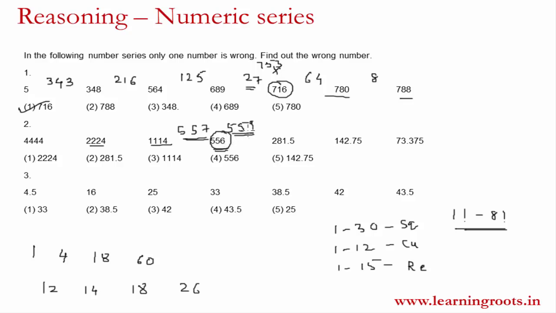Now 559, if it's present, if I divide it by 2, I will get 2 2s are 4, 2 7s are 14, 2 9s are 18, 0.5 plus 2 will give me 281.5. So this is perfect. Again 281.5, if I divide it by 2, then I will get 2 1s are 2, 2 4s are 8, 0.75 plus 2 will give me 142.75. 142.75 divided by 2 will give me 2 7s are 14, 2 1s are 2, 2 3s are 6, 2 7s are 14, 0.375 plus 2 will give me 73.375. So the rest of the series is correct and only 556 is wrong, so that is our answer.